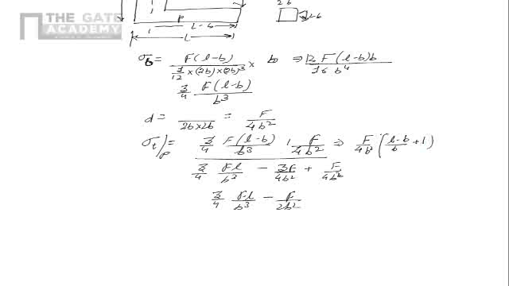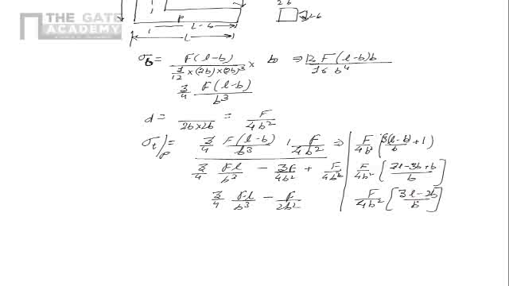Is this right? No, this has to be 3 here also. Yeah, so that leaves me with F upon 4b square into (3L minus 3b plus b) upon b. So that leaves F upon 4b square, (3L minus 2b) upon b. So that gives me, or rather I'll simply say, F into (3L minus 2b) upon 4b cube. That is the answer. So which option is right?